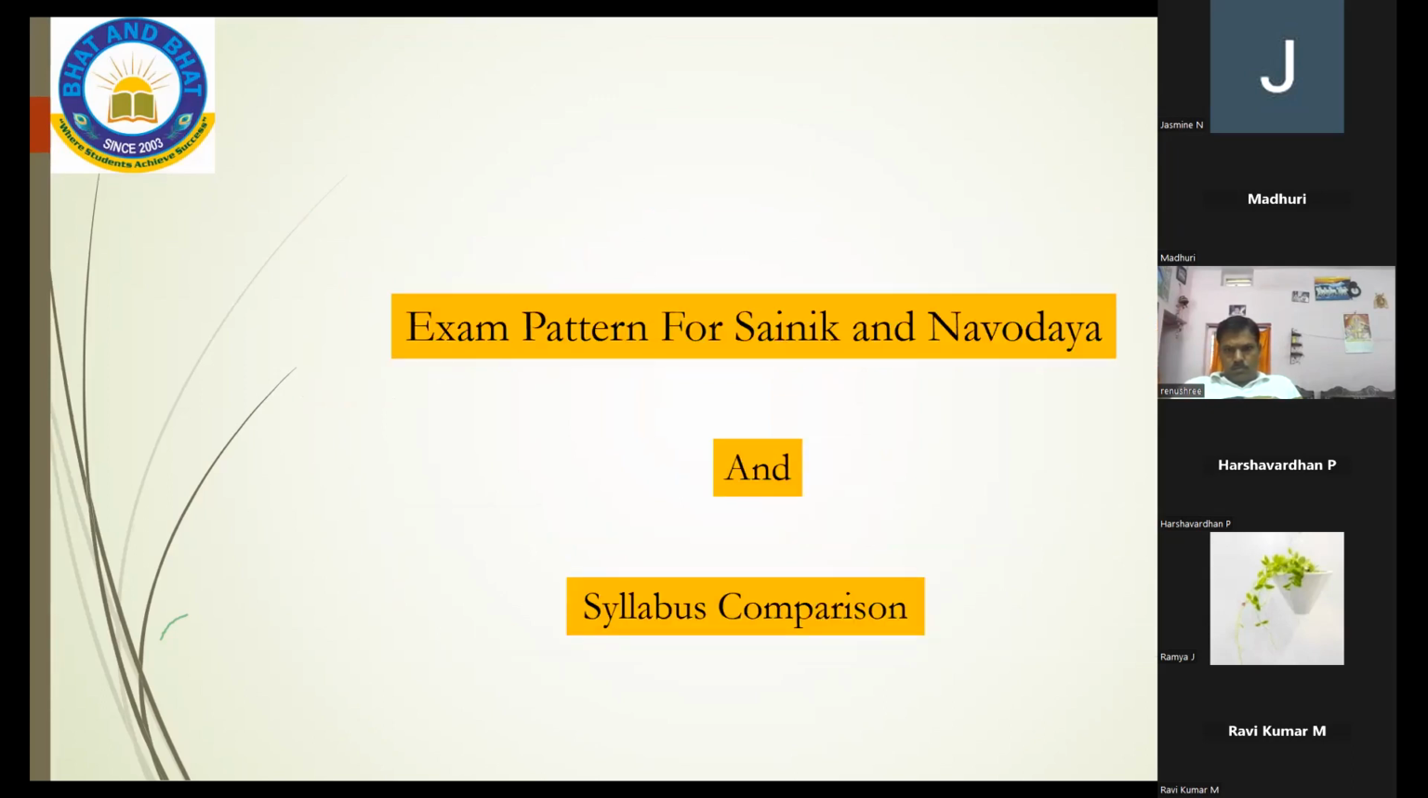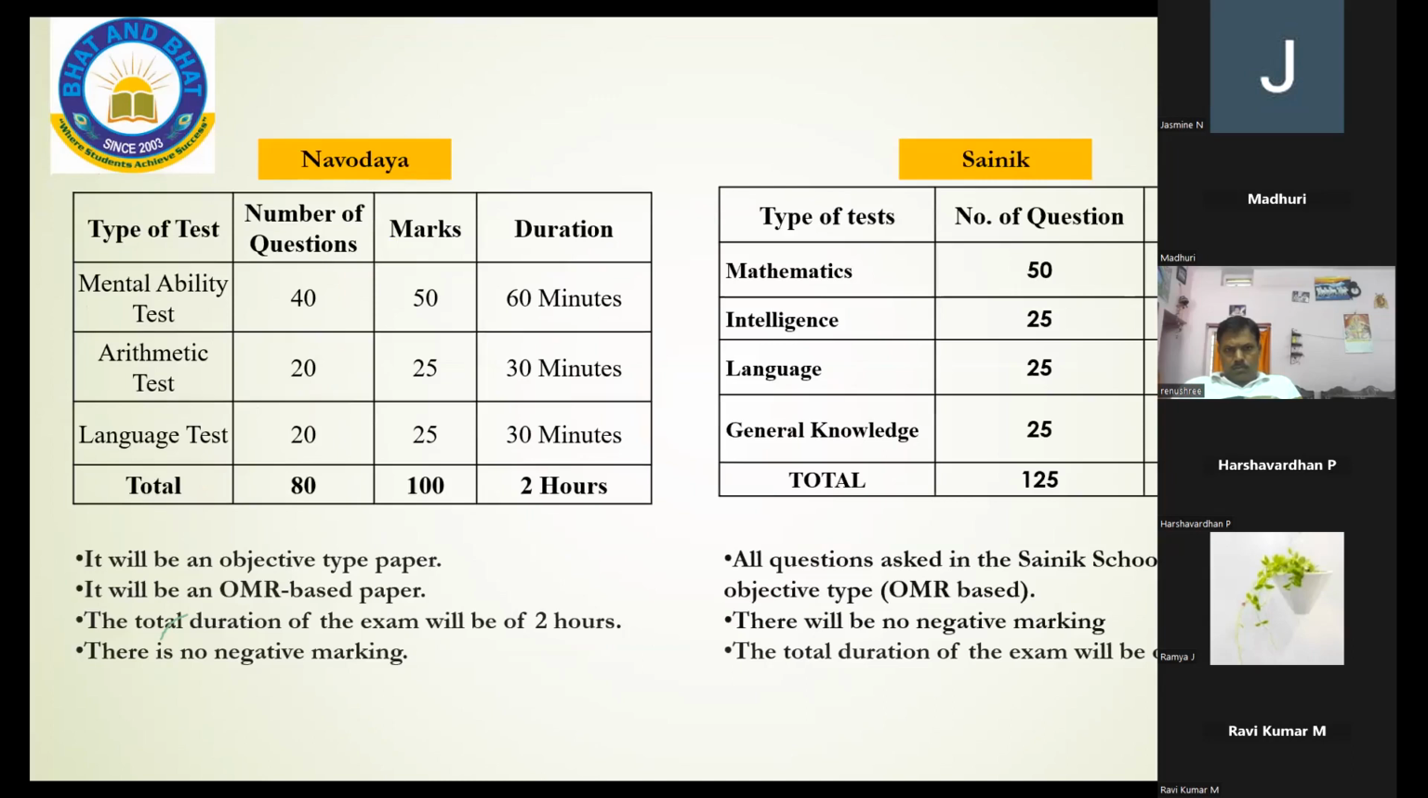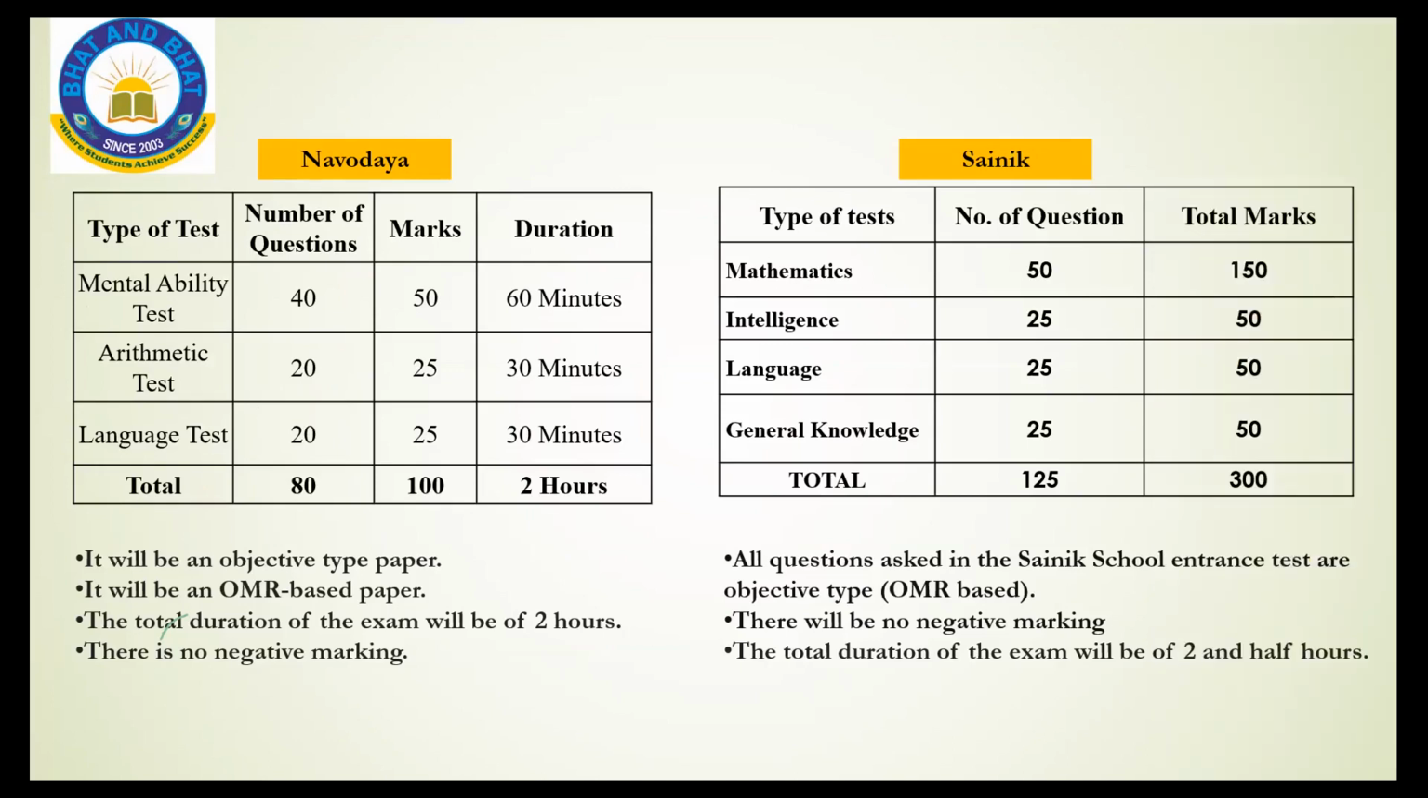Now, moving on to the examination pattern for Sainik and Navodaya and the syllabus comparison. For Navodaya, there will be a mental ability test, an arithmetic test, and a language test. Mental ability is fully based on picture comprehension, picture-based questions, non-verbal reasoning. It does not come under the reasoning area, it comes under non-verbal reasoning, which improves the skills of the students and their IQ.